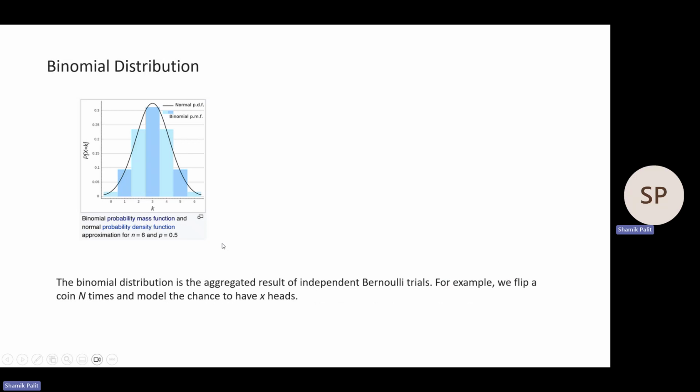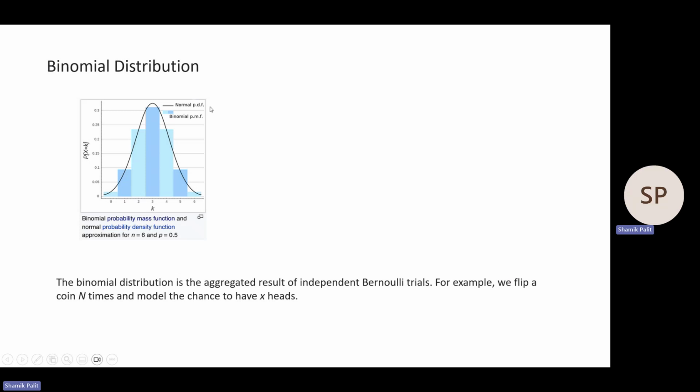At the same point of time, whenever we start working with aggregated results, we make use of binomial distribution. For example, consider the same example: we flip a particular coin n number of times, and what exactly is the probability of having the head. This is what we represent with the help of binomial distribution.